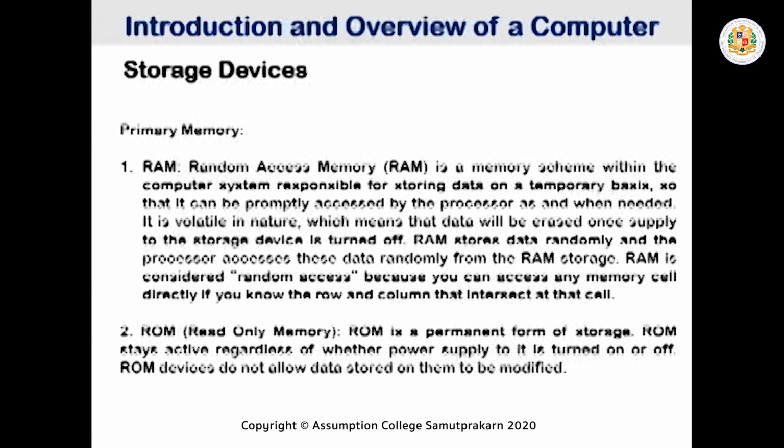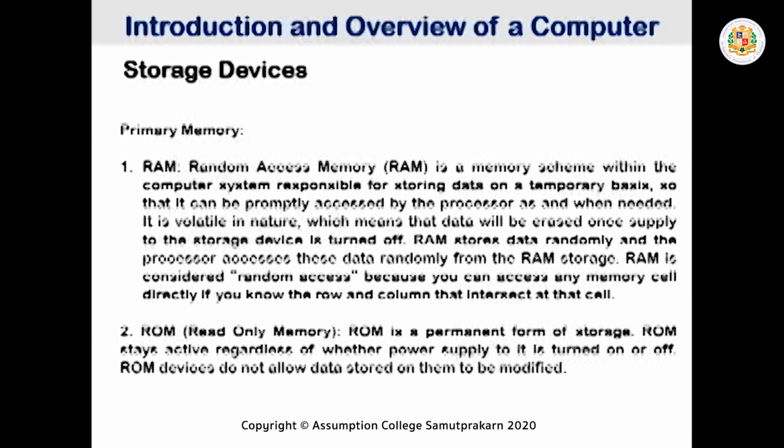Now let's move on to storage devices. We have two types of storage devices: the primary memory and the secondary memory. Now let's talk about the primary memory. We have the RAM and ROM. First, let's talk about RAM, or what we call the random access memory.